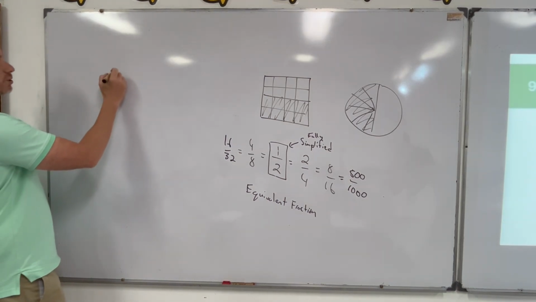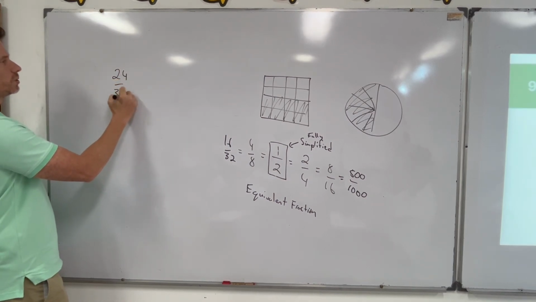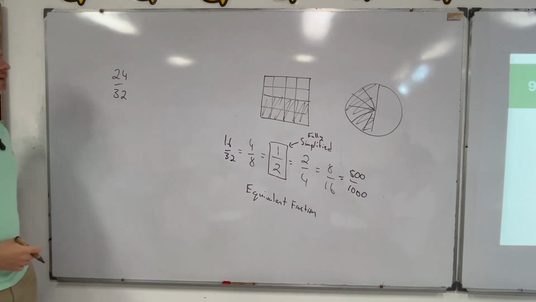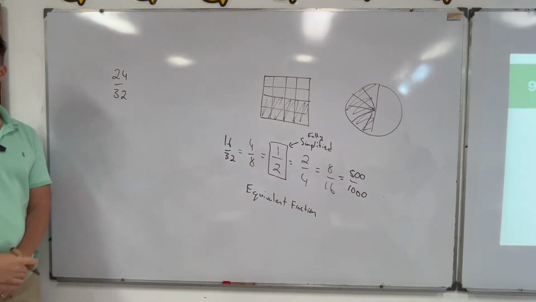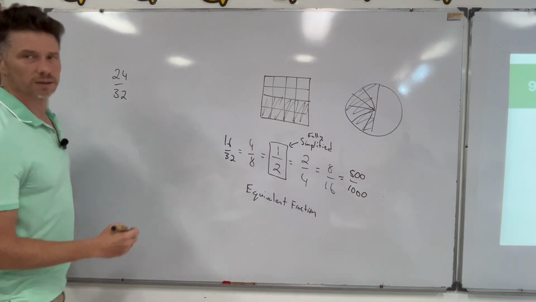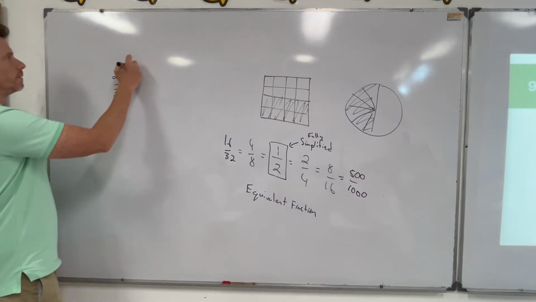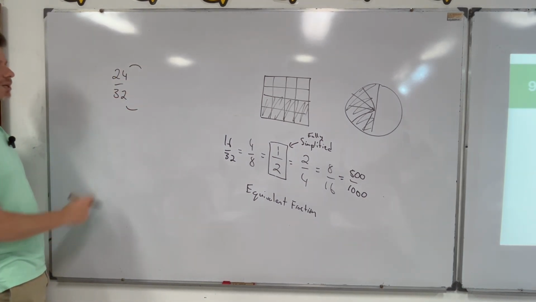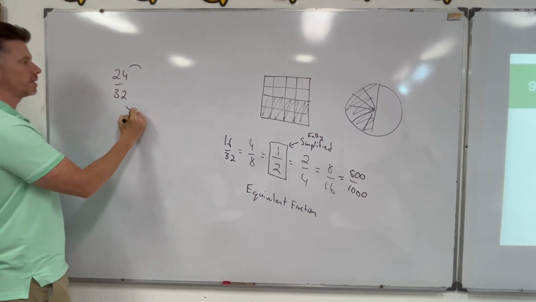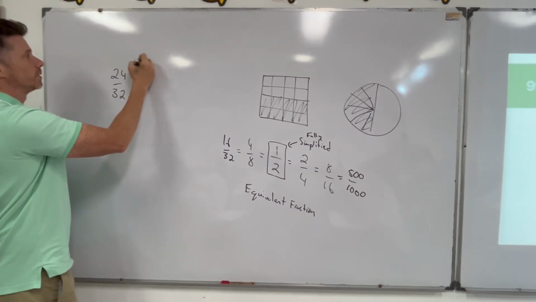If I have a fraction such as this, 24 over 32, I must be able to simplify it down. That is not the most simplified version. How do I simplify it? What's my method? Matthew? So basically, if it's an even number, you can always divide it by 2. Okay, so you find a number that you know goes into the numerator, the top of the fraction, and the denominator, and you divide both of them by the same number.